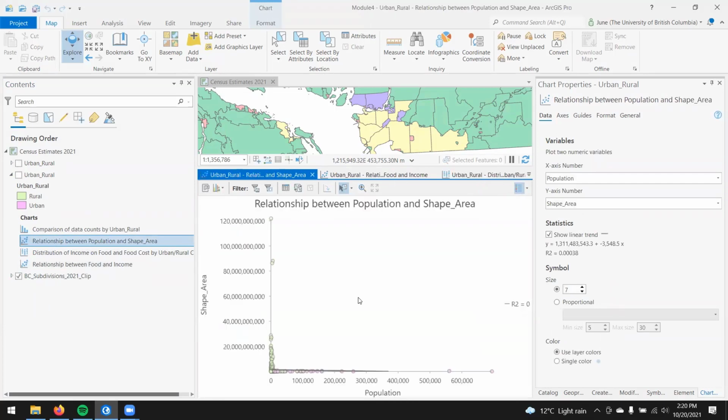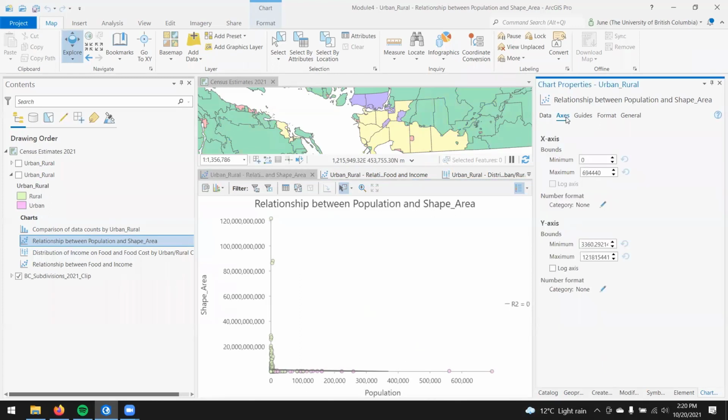This is what happens when you plot population and shape area, right? The R-square value is 0.00038. There's no relationship as far as this very simplified model goes. But we know intuitively that the amount of area in a region, the size of that region, is going to have some influence on its total population.